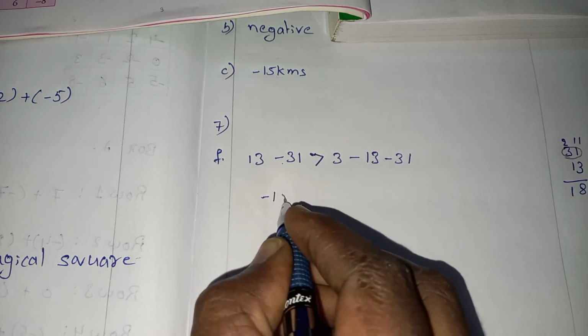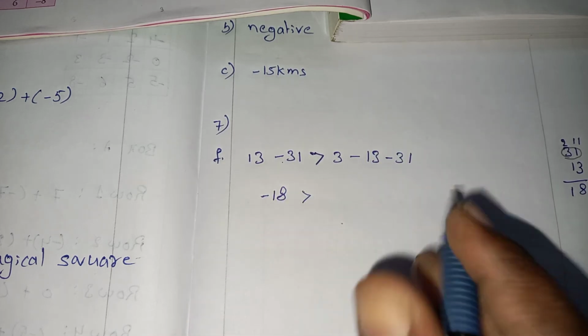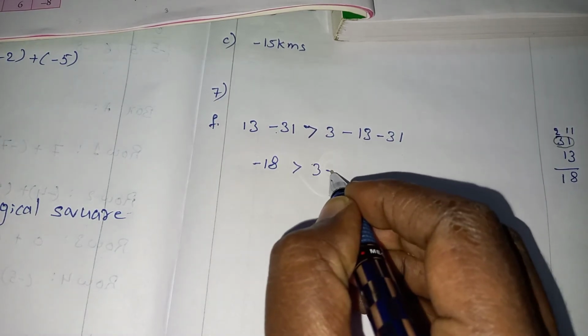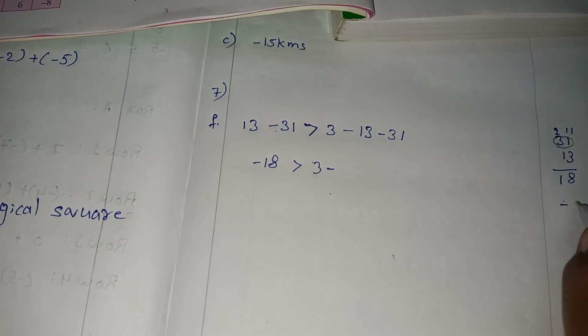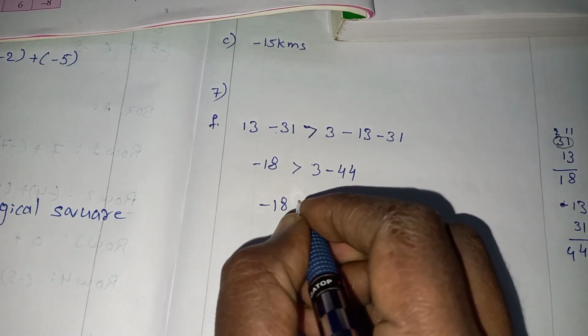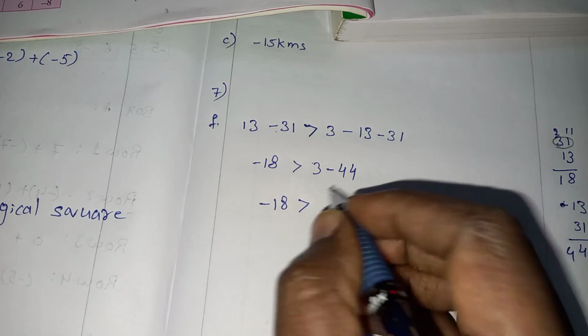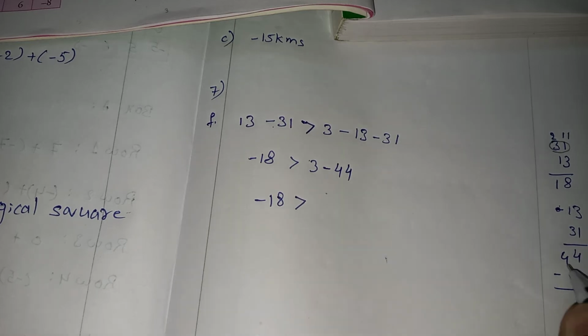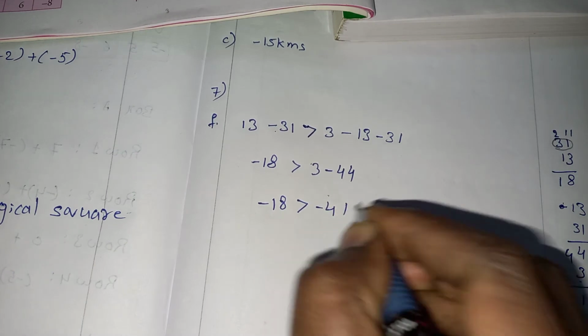So it will be minus 18 greater than, 1 positive, 2 negative. 3 minus, let us count 13 and 31. 3 plus 1, 4. 1 plus 3, 4. Means 44. Minus 18 greater than 44 minus 3. 4 minus 3, 1. So answer is 41.